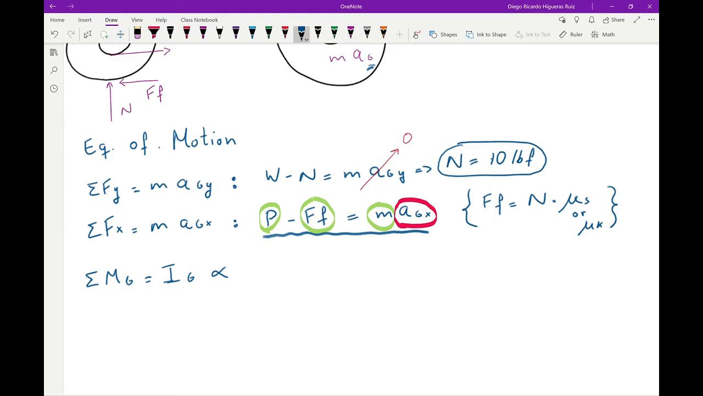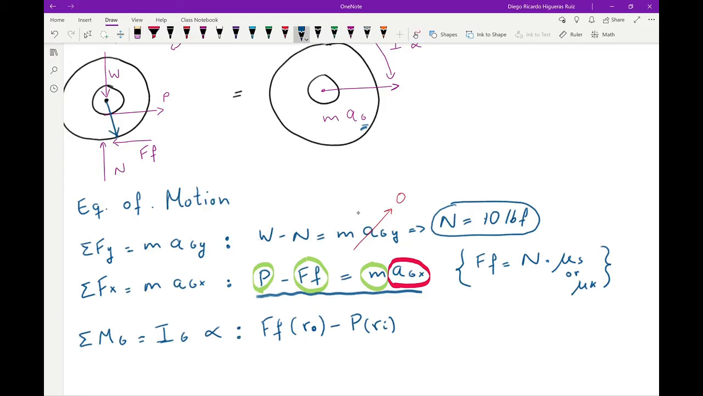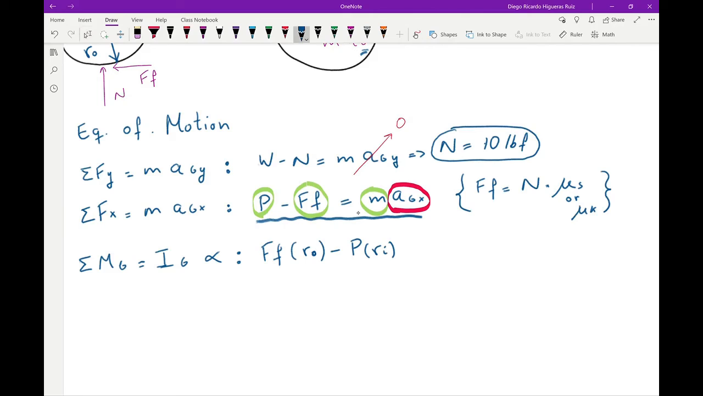So if we solve for this, we're gonna have the friction force creating a moment, and I think that's gonna be positive, right? Yeah. And P is also gonna create a moment, but it's gonna be negative. And we're gonna have different moment arms, right? For F, it's gonna be the outer radius, and for P, it's gonna be at the inner radius. So that's what we need to use to solve for those moments, and this is gonna be equal to Ig alpha. There we go. All right.